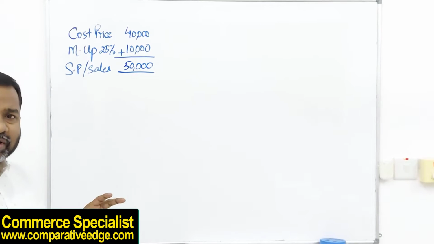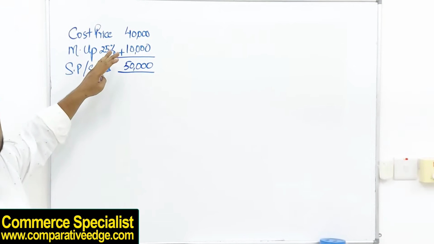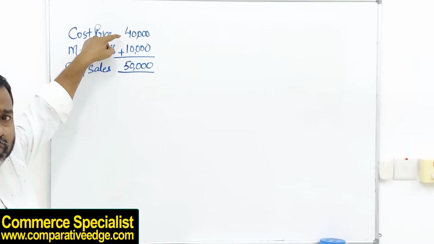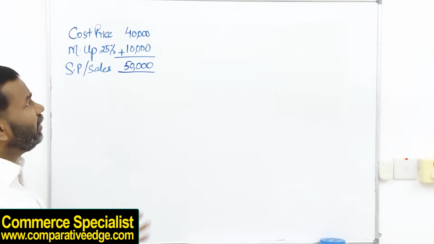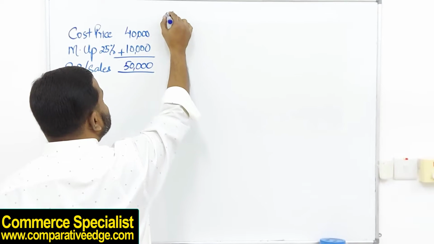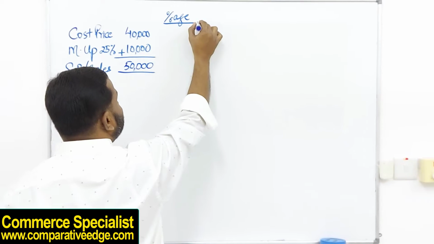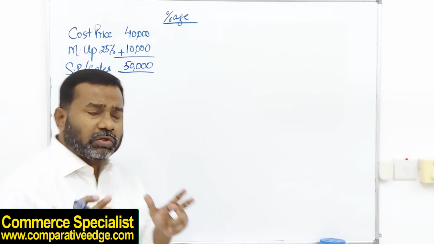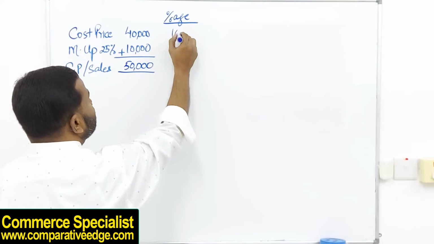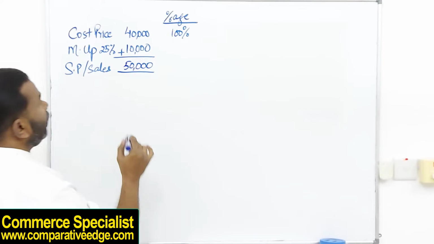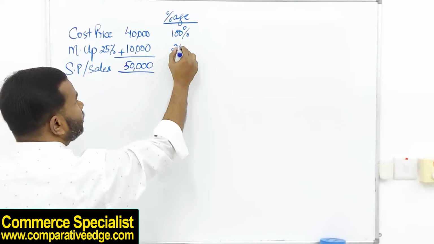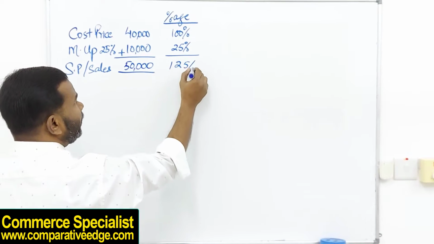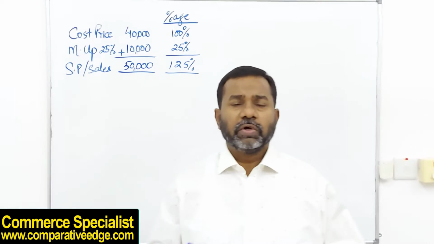Now here you need to understand, when we're talking about markup, markup is on cost. See, 25% of 40,000. When you add cost and markup, you get sales. If I look at this in terms of percentage, this is very important, ladies and gentlemen. When we're talking about markup, cost is always considered as 100%. On top of it, 25% markup. So the selling price is actually 125% of cost.